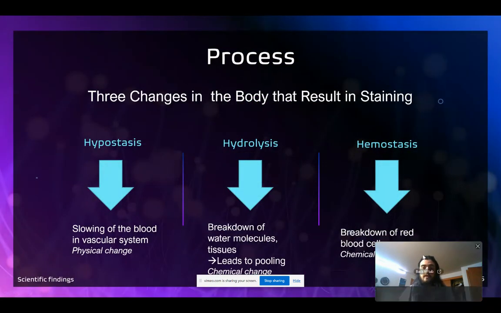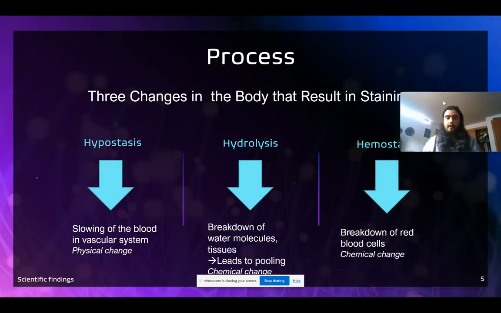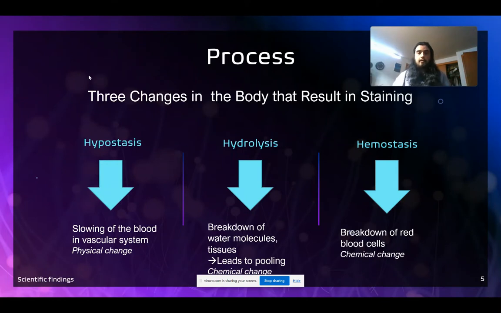There are three changes in the human body that result in this staining. The first is called hypostasis. Hypostasis is the slowing of the blood in the vascular system after someone has passed. As a result, this blood begins to pool in the lower parts of the body that are facing downwards due to gravity. This is a physical change, so this is something that we could possibly reverse.